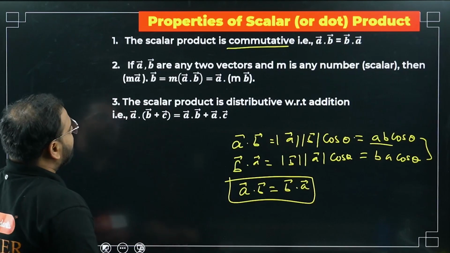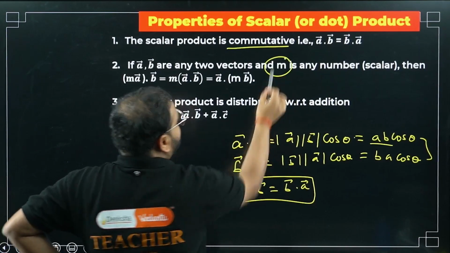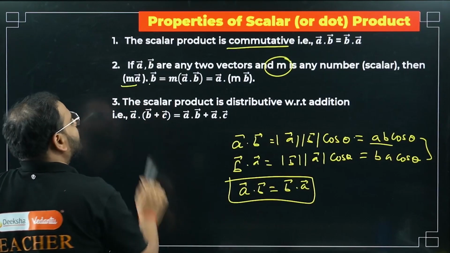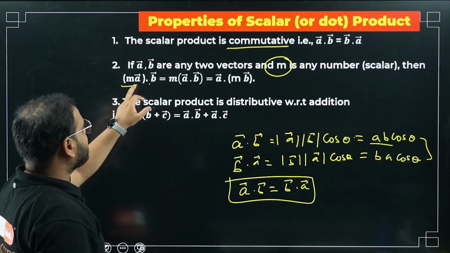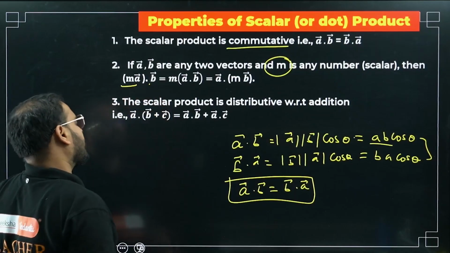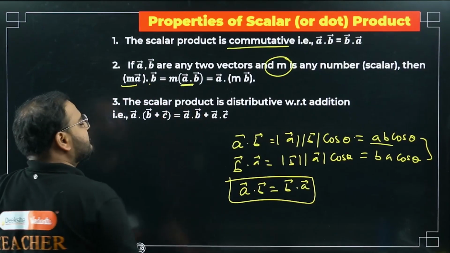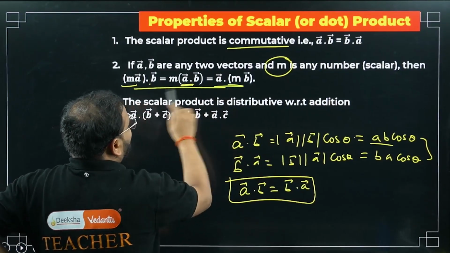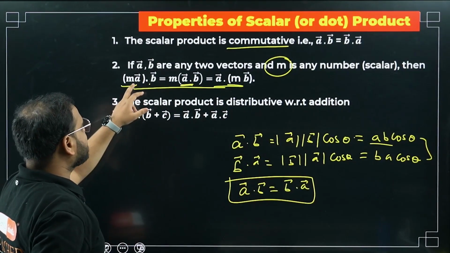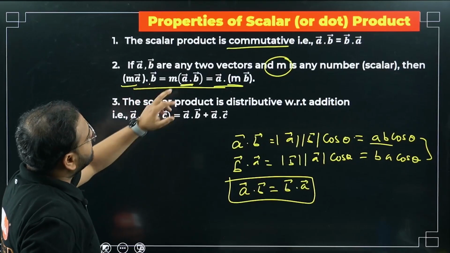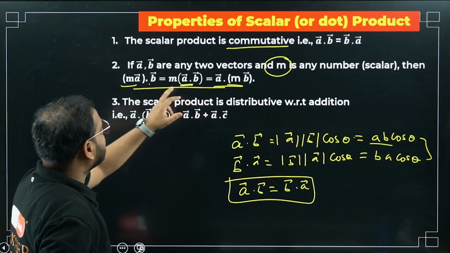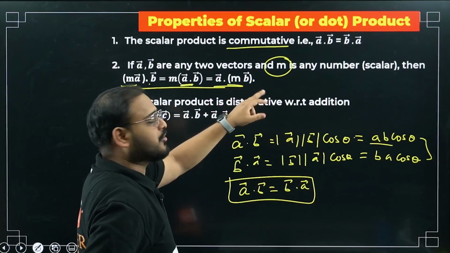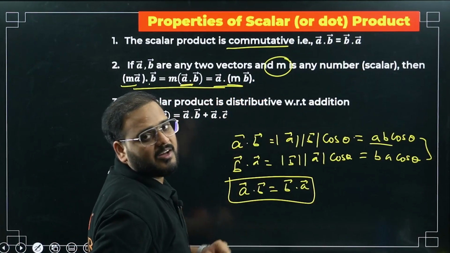Okay. Next one. If you have a scalar m, if you multiply with vector a and then take the dot product with b, or first take the dot product and multiply then with m, the result will remain same only. Either way, first multiply m with a then dot product with b, or multiply m last, or multiply m with b and then take the dot product with a, the result will remain same.